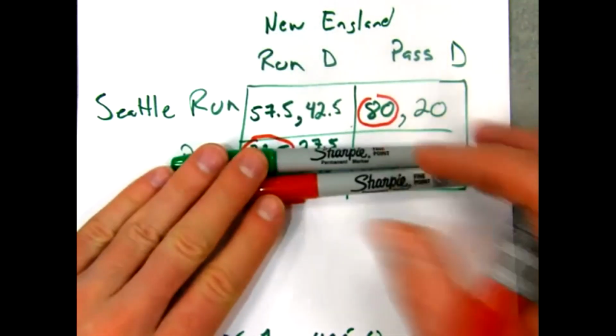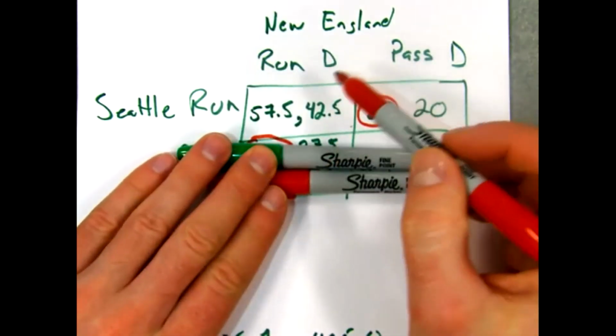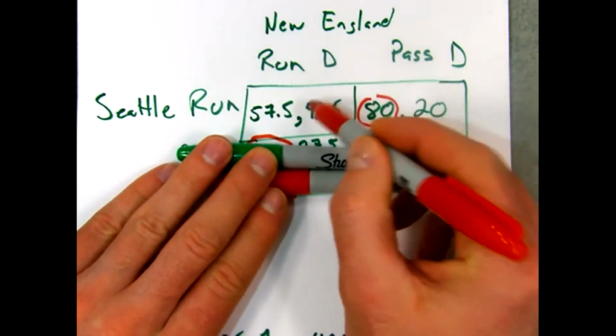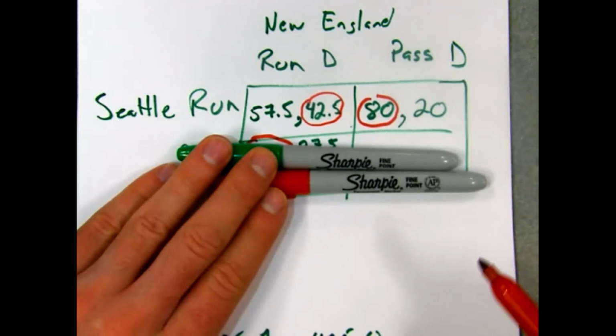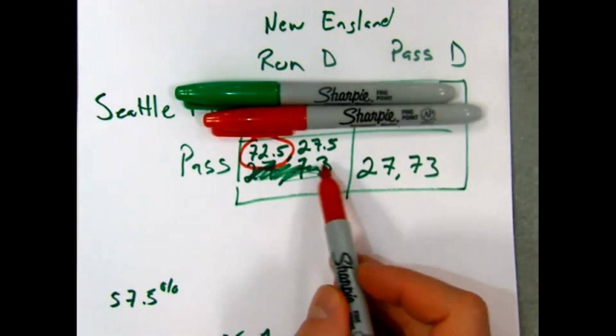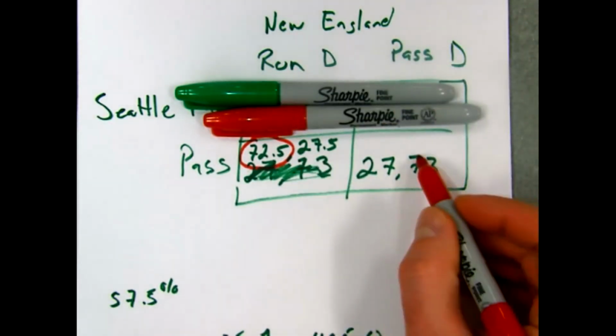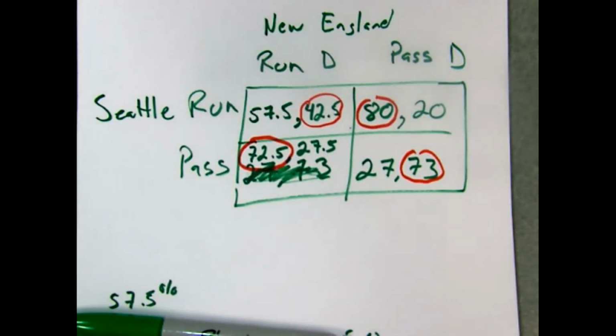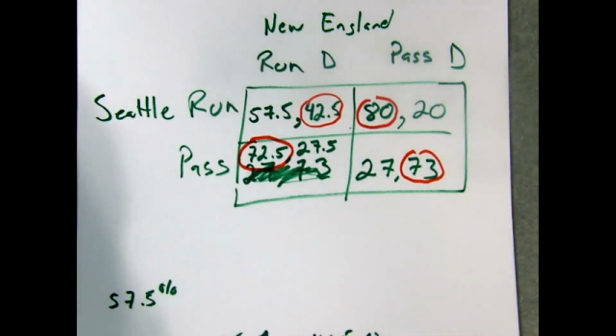Then if we come down here, for New England, right? If Seattle chooses to run, what is optimal for New England to do? Choose run D. It's always going to be optimal for the defense to choose the defense that matches up with whatever the other team does, right? And then here, if they choose to pass, what is optimal for New England to do? Select the pass defense. So we end up with a scenario where both parties have exact opposite incentives, right? As the offense, I always want to choose the opposite of what the defense does. As the defense, I always want to choose whatever the offense is going to do, right? So we have these misaligned incentives.